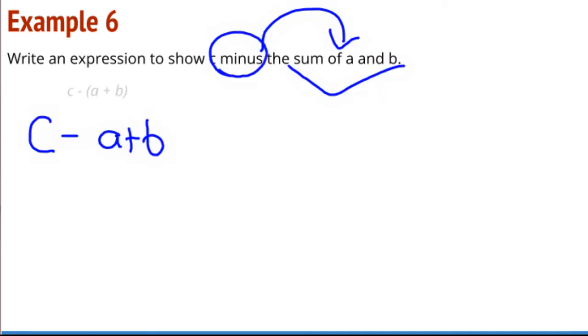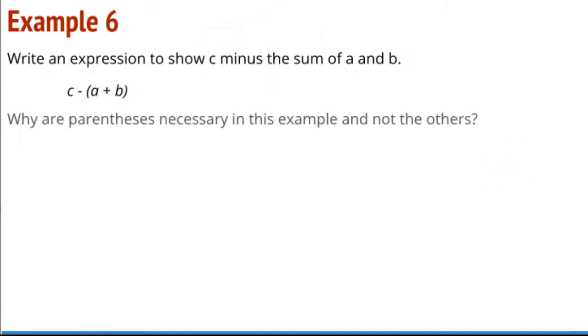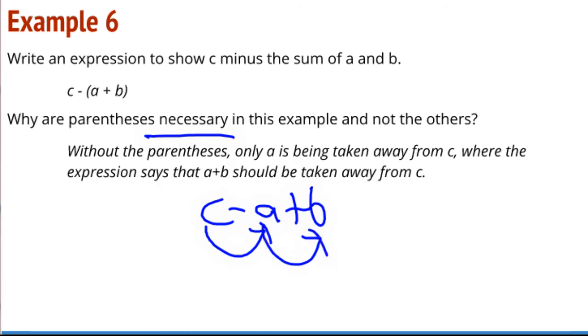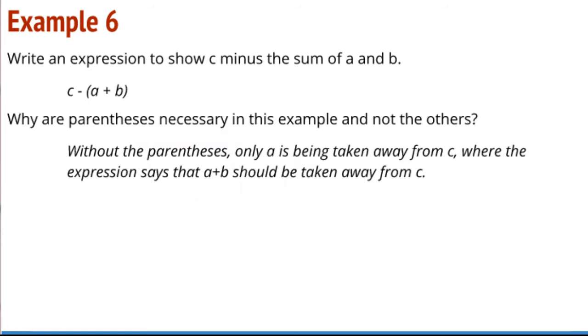Well, hopefully your brain is screaming at you that if you followed order of operations, you would do C minus A and you'd add B. Hopefully your brain is saying to you, hey, we really need these parentheses. Why are the parentheses necessary? Because if I write C minus A plus B, I'm going to do C minus A, and then I'm going to add the B on. But it says it's supposed to be C minus the sum of A and B. Without the parentheses, only A is being taken away from C. The expression says that A plus B should be taken away from C.